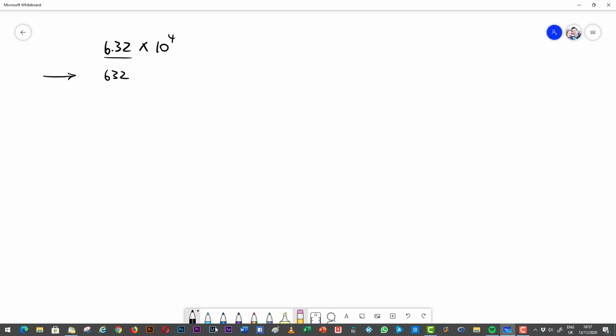And I know that there's 4 places after the 6. So we have our 6, and then we have 4 places. 1, 2, and then we fill the rest of the places, 3 and 4, with zeros. So 6.32 times 10 to the 4 is 63,200. Let's try another one.